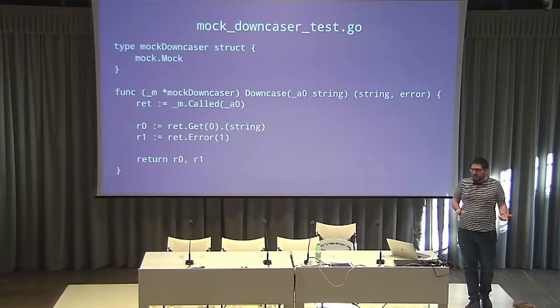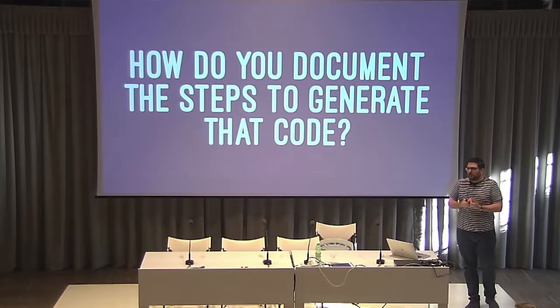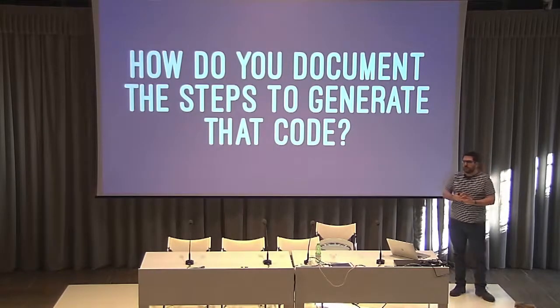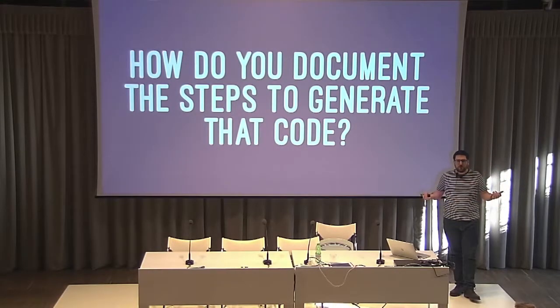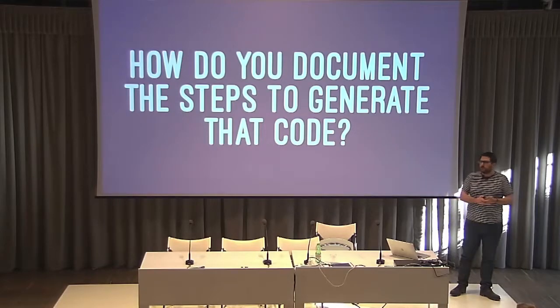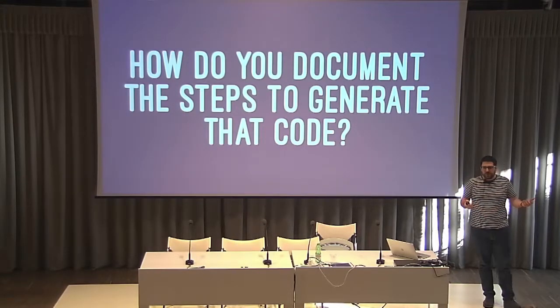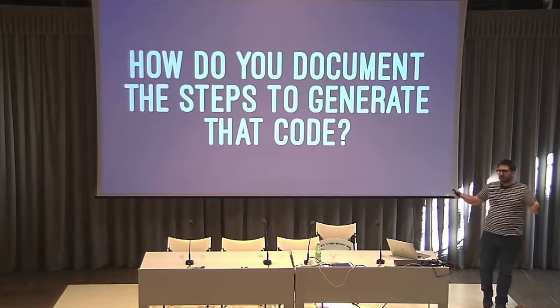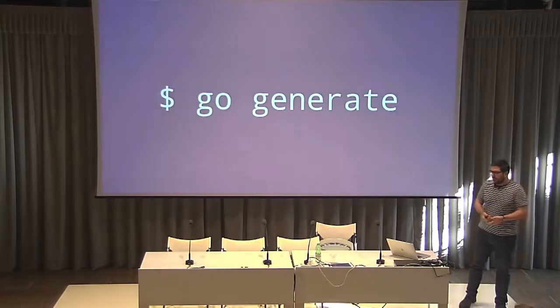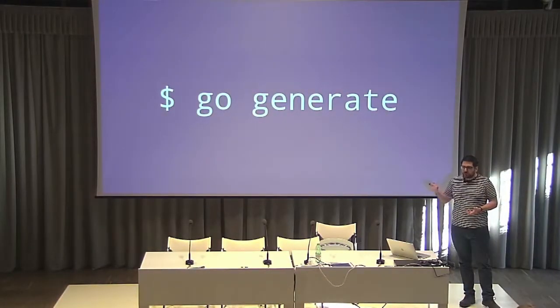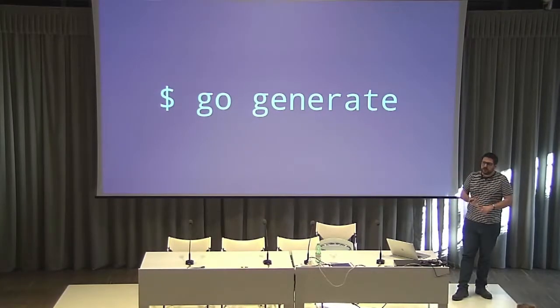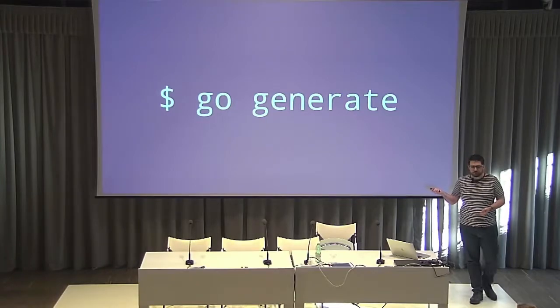Once you start doing that, then it's like, okay, how do you document what people need to do in order to keep those mocks up to date? When I add a new method to the interface, how do people on my team know what the actual command is that they need to run in order to get that generated code updated? And the thing is that the Go tool has, apart from Go build and Go test and Go get, one of the things that they have is Go generate.